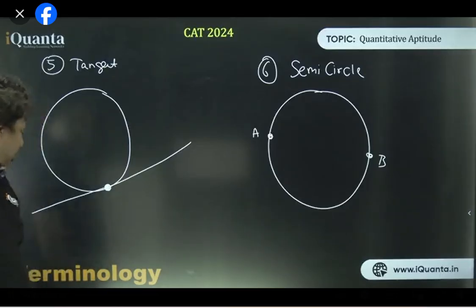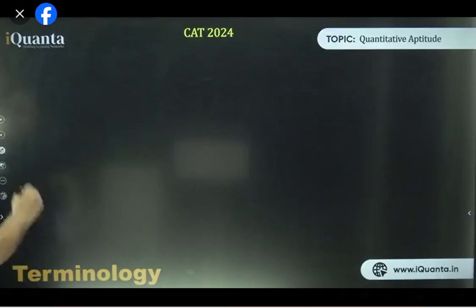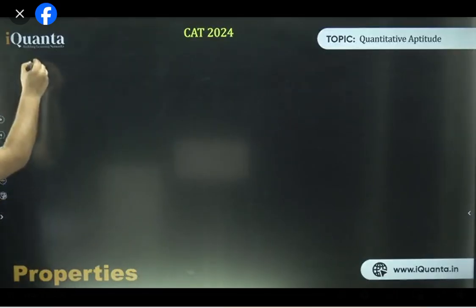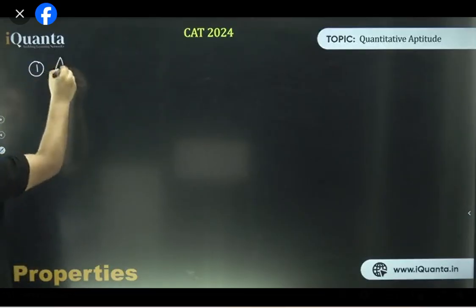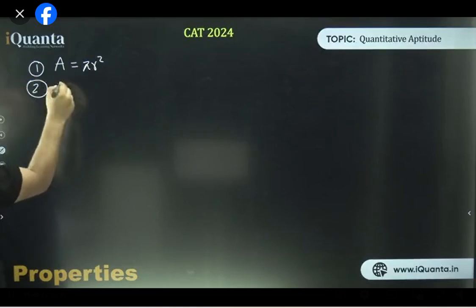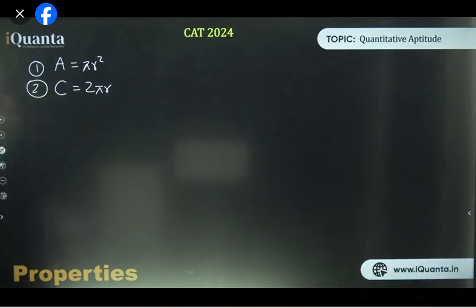Perfect. So we have done all the terminology. Now we'll do the properties. The first property: area of circle is pi r square. Second, circumference is 2 pi r. I know all of you know it. Okay.